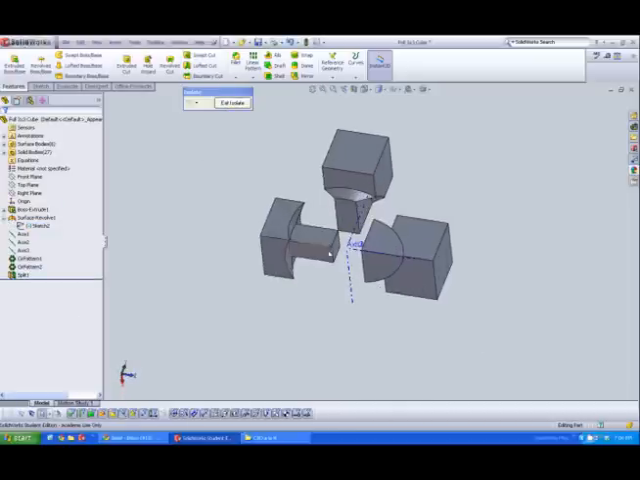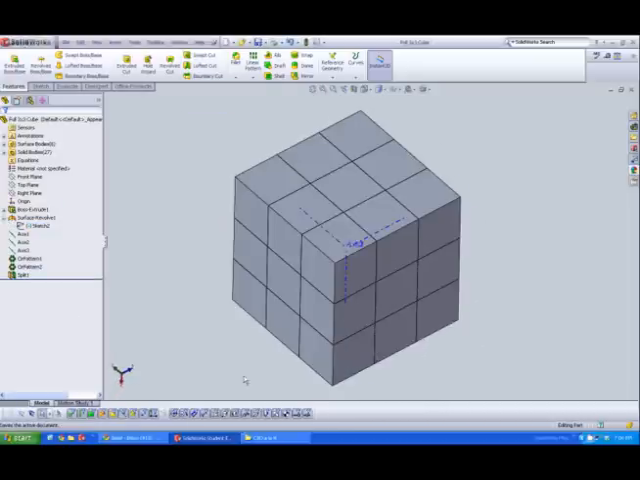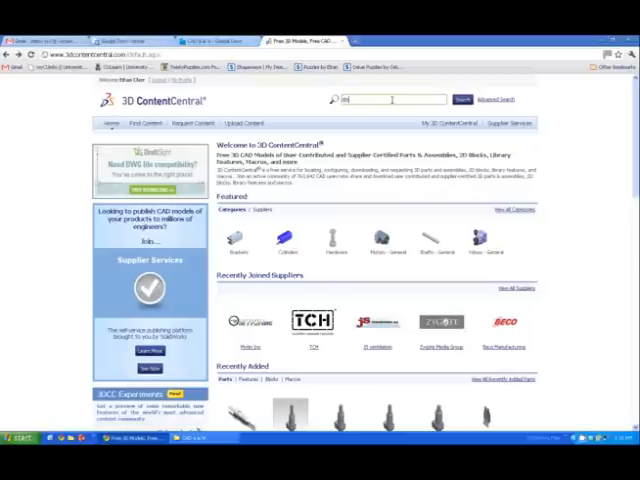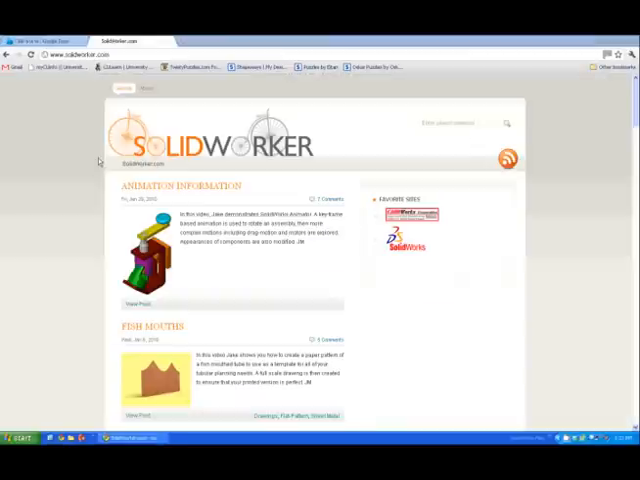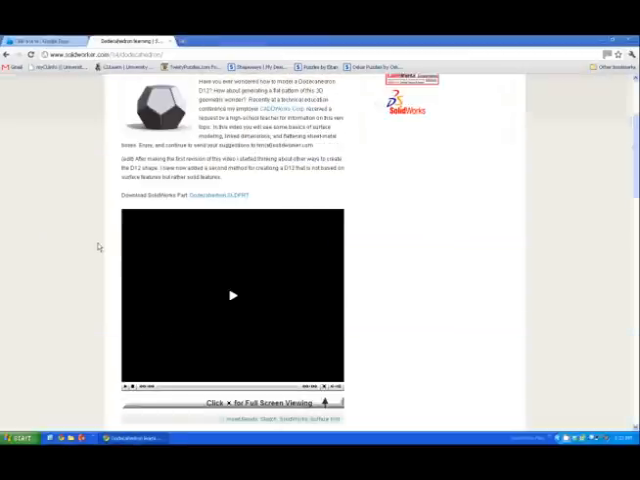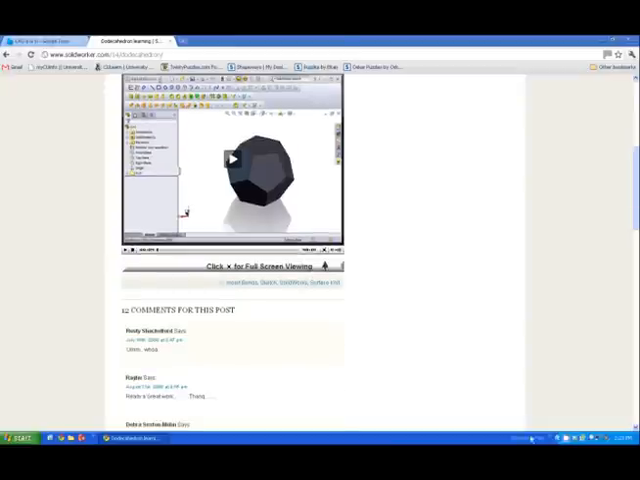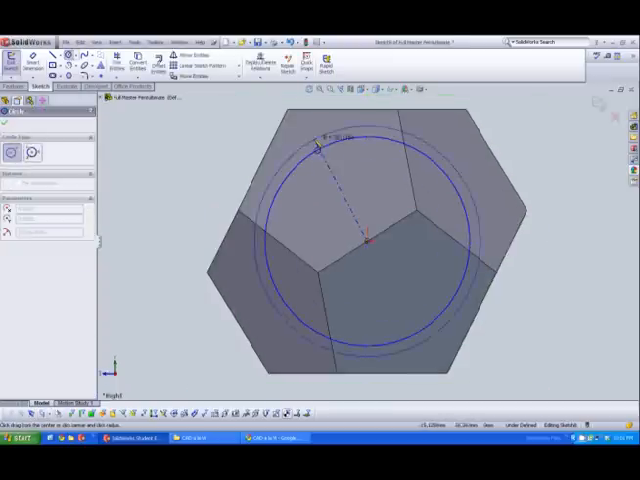But you know what? Cubes are boring. Let's do something with a dodecahedron. For that, we need a dodecahedron. You could just download one from somewhere like 3D Content Central, but then you wouldn't have control over sizing or orientation. There are lots of good tutorials out there that teach you how to make it yourself, so go try it out. Now that we have a dodecahedron, let's start cutting it into pieces.